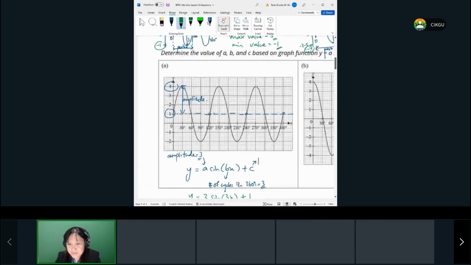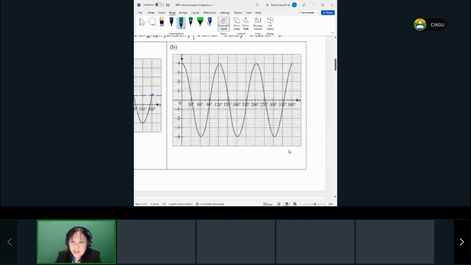Okay, next. Same thing. What is the type of graph? What shape is this? Is this a sine graph? Is it a cosine graph? Thank you, Yixuan. Hopefully, no one tells me this is a tangent graph. Tangent is the most weird looking one. Yes, I do agree this is a cosine because it starts from max.